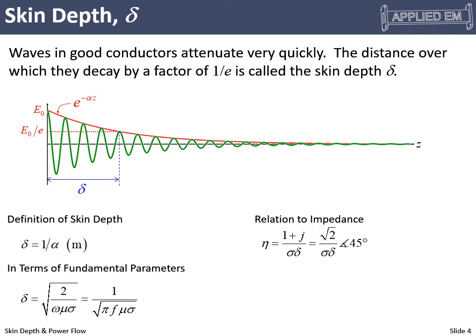And so what we do is we define this 1 over e point. The distance that it takes for it to decay to the 1 over e point is the skin depth. And since it's decaying as e to the minus alpha z, the skin depth then is just 1 divided by alpha. Well, we know alpha in terms of our fundamental parameters, so we can put our skin depth in terms of those fundamental parameters. And in fact, we can then even relate the skin depth to our impedance.